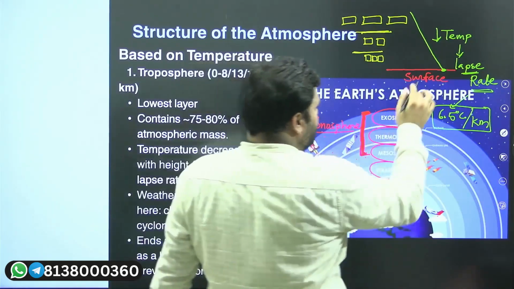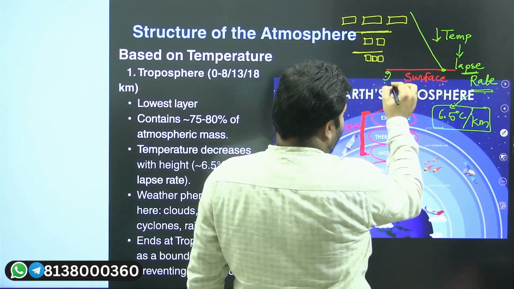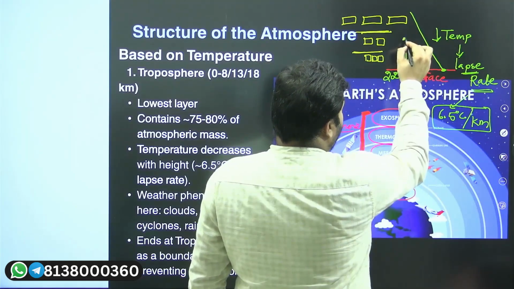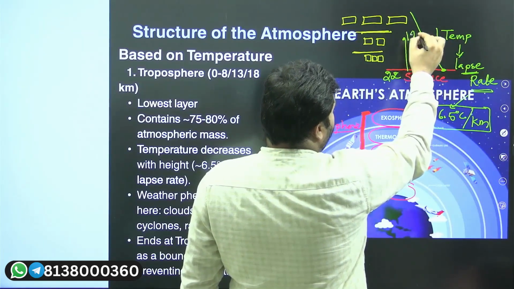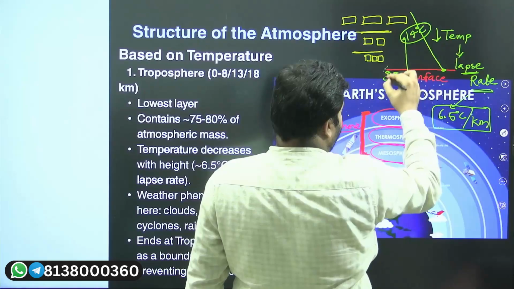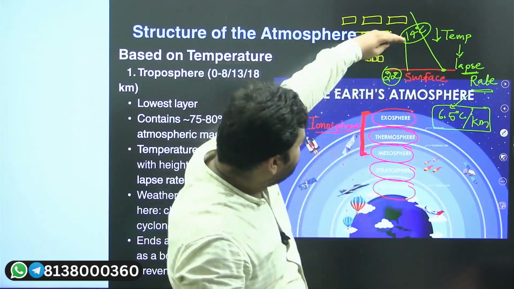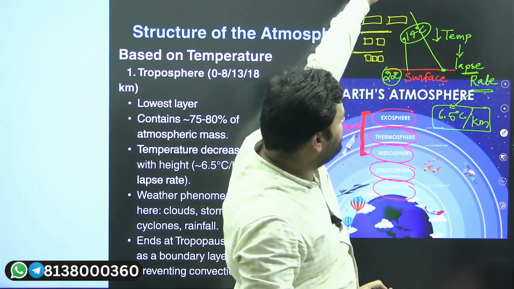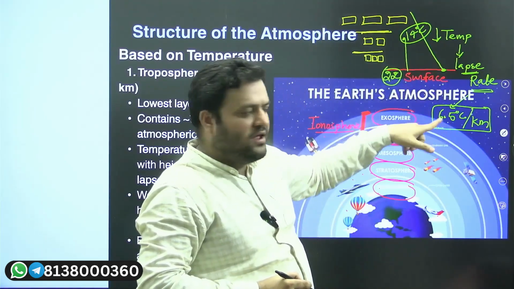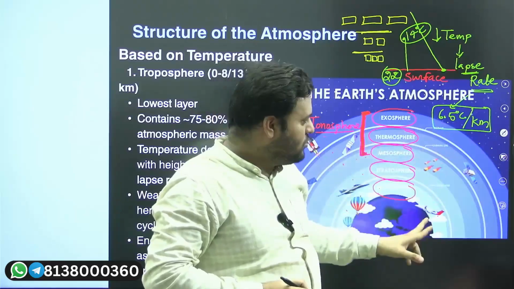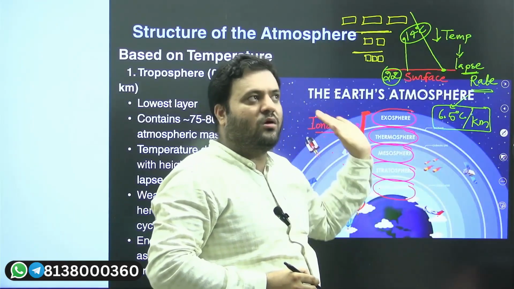Suppose the temperature on the surface is 20 degrees, so after 1 kilometer the temperature would be, just for example, 14 degrees Celsius, just for reference. And if you travel a further successive 1 kilometer, the temperature fall will be there. Remember, this pattern is there throughout the atmosphere. The lapse rate is throughout the atmosphere.